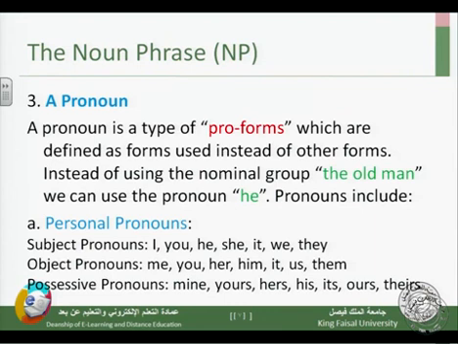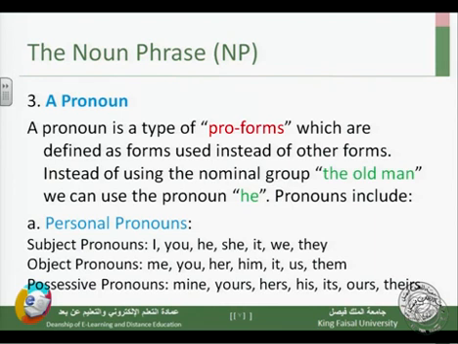These can function as subjects, and they are called subject pronouns. Object pronouns like me, you, her, him, it, us, and them. And these can function as objects. This is why we call them object pronouns.